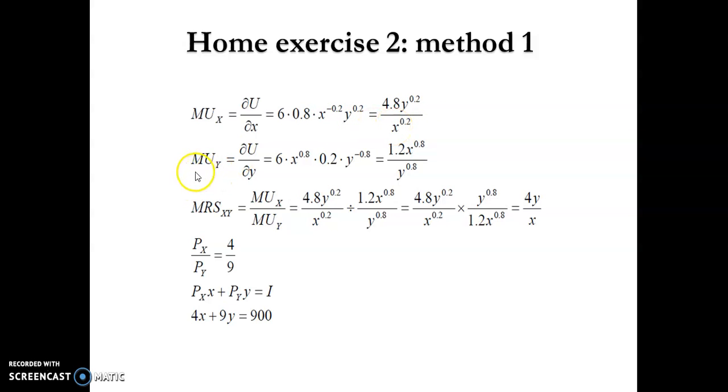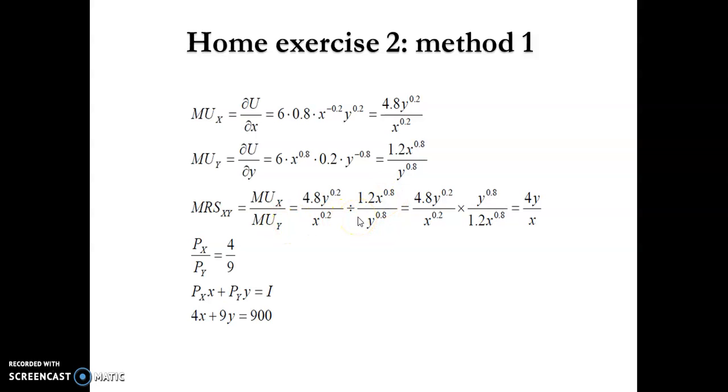And similarly, you could get your marginal utility of good Y, and that is the partial derivative of your utility function with respect to Y, treating X as constant. And this would be your marginal utility of good Y. I'm not going to go through that now. So therefore, the ratio of these two is going to be given as your marginal utility of good X divided by your marginal utility of good Y.